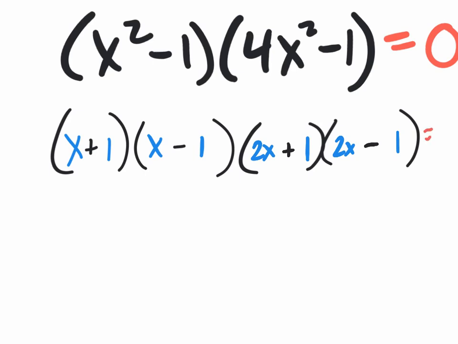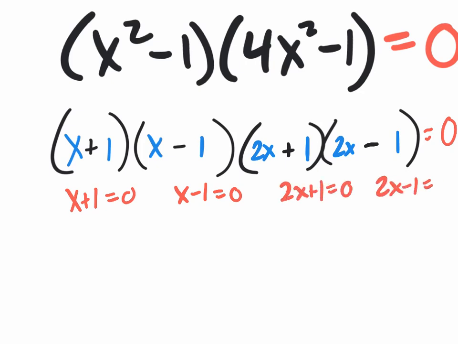But right here, I just wanted to show you another way of completely factoring and then splitting everything, set it each equal to 0. So that x plus 1 is equal to 0. The x minus 1 is also equal to 0. The 2x plus 1 is also equal to 0. And the 2x minus 1 is also equal to 0. This all becomes 4 different, very basic 1 or 2 step equations.